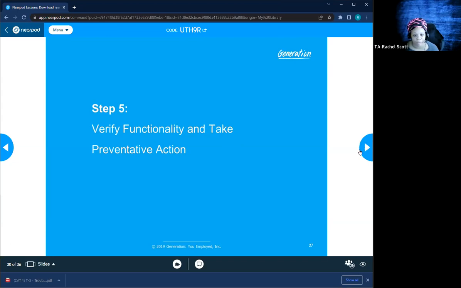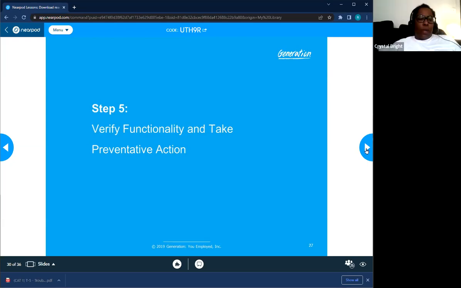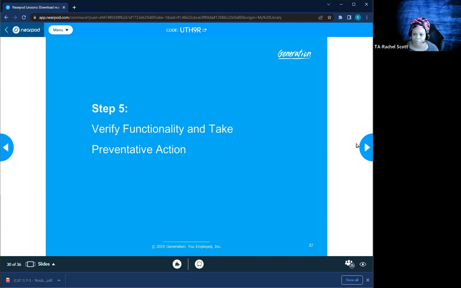Crystal? You're muted. When I think of verifying functionality, I think it was Kelly who said about making sure that the cords are correctly connected and stuff like that, to make sure that's the base. You know what I mean? That's what I think of when you say verify functionality, to make sure all the cords are attached appropriately. That is verifying functionality as well. All the comments were correct.